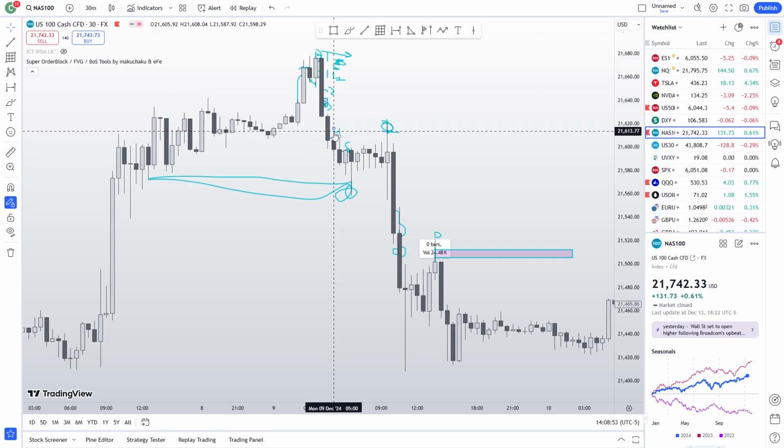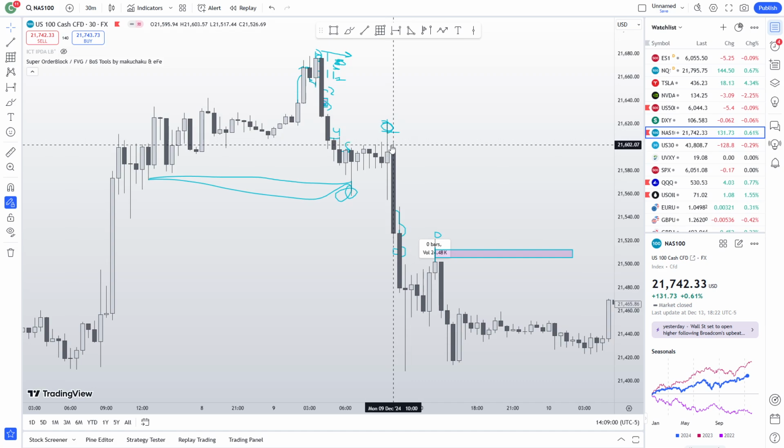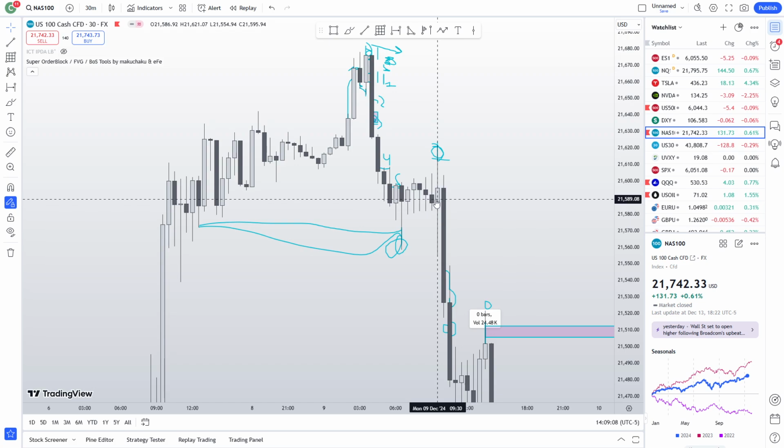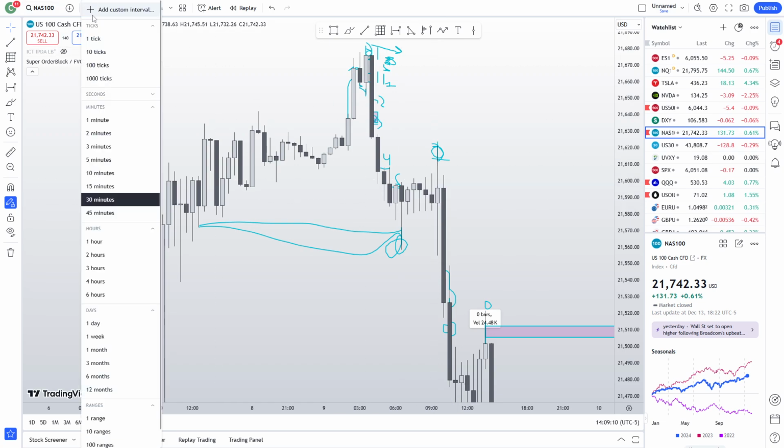Your delivery's already down. That's what matters. So again, that's why you want to go to the higher time frame also, to confirm the shift sometimes. Because even though on the 3-minute it looked like a bullish shift, on the 30 it looks like air. It literally looks like nothing.